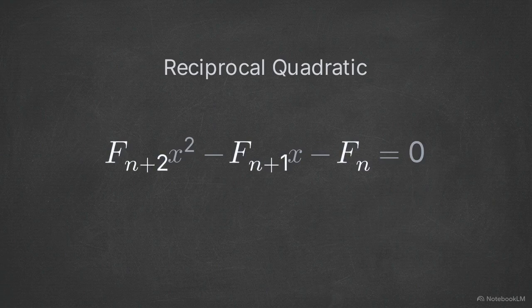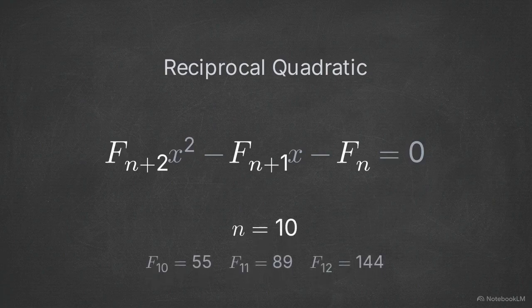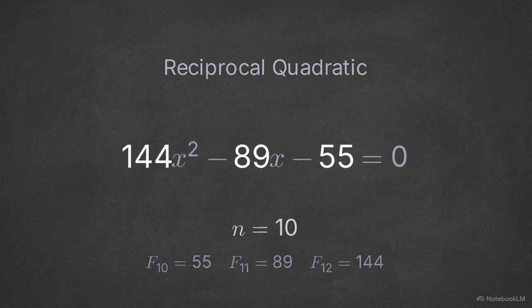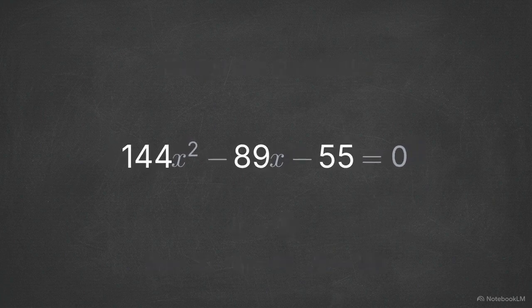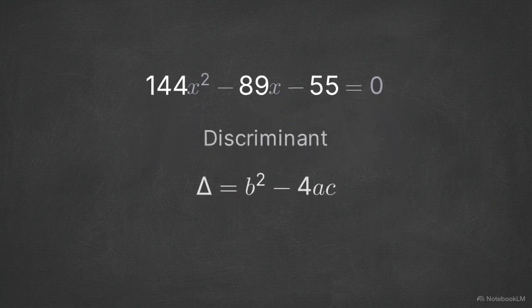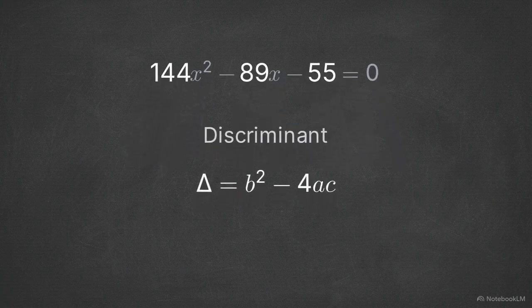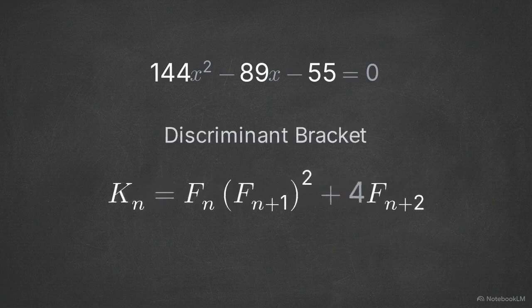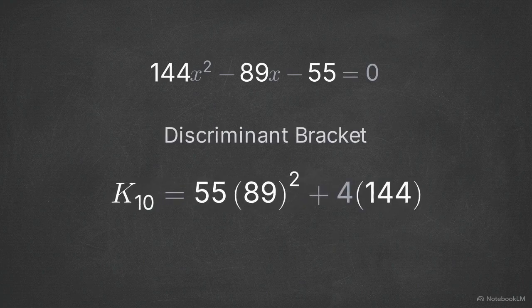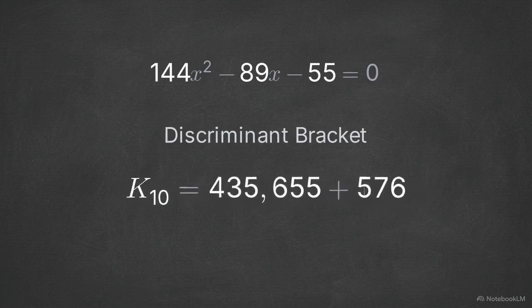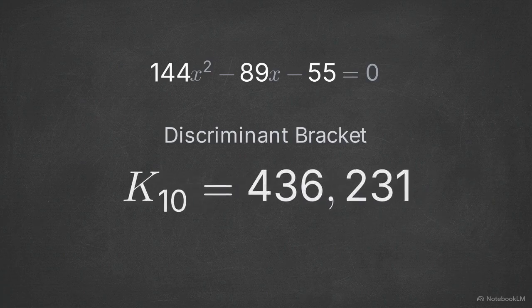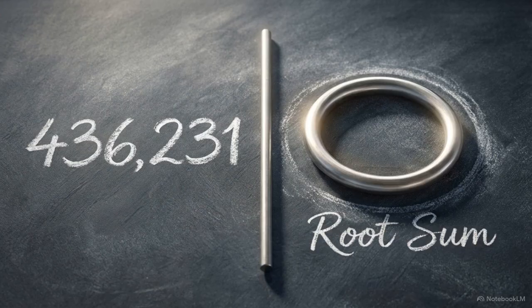At the 10th iteration, where n equals 10, the variables morph into their actual Fibonacci values. The equation becomes 144x squared minus 89x minus 55 equals 0. Every quadratic equation has a discriminant, the value that dictates the behavior of its roots. For this specific equation, the discriminant bracket scales rapidly, reaching a value of 436,231. This large number sits in direct contrast to another property of the polynomial, its Vieta trace.